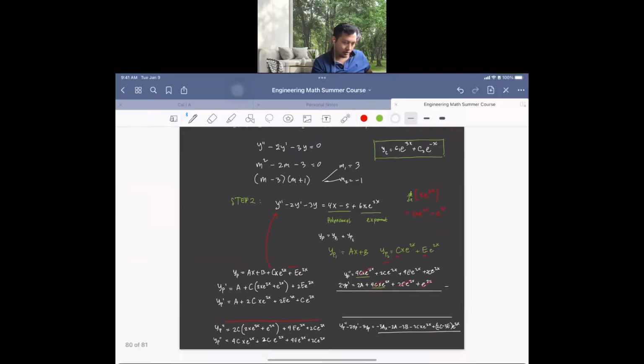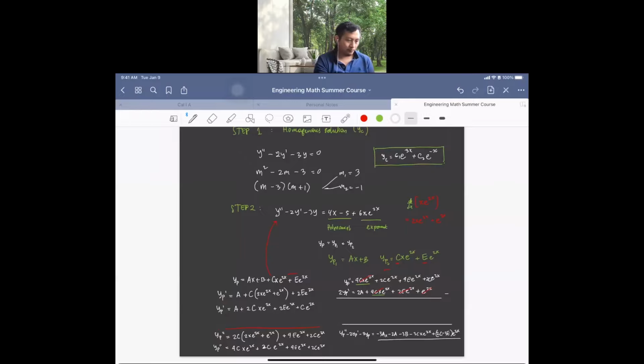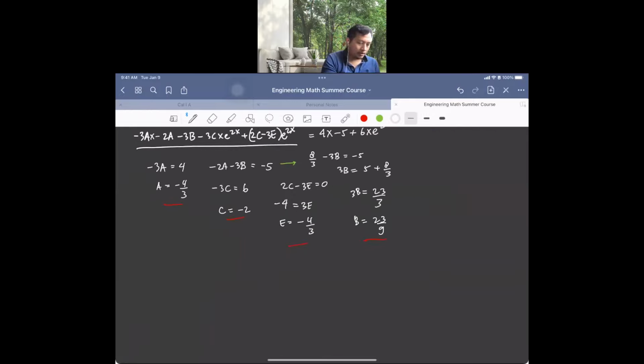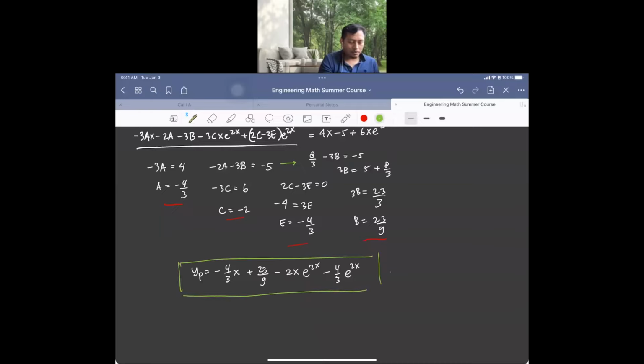Or do we have d? Oh, I think we skipped d. That's okay. Now yp is negative 4 over 3 x plus 23 over 9, minus 2x e to x, minus 4 over 3 e to x. But it's still yp. This is a particular solution for the non-homogeneous equation.